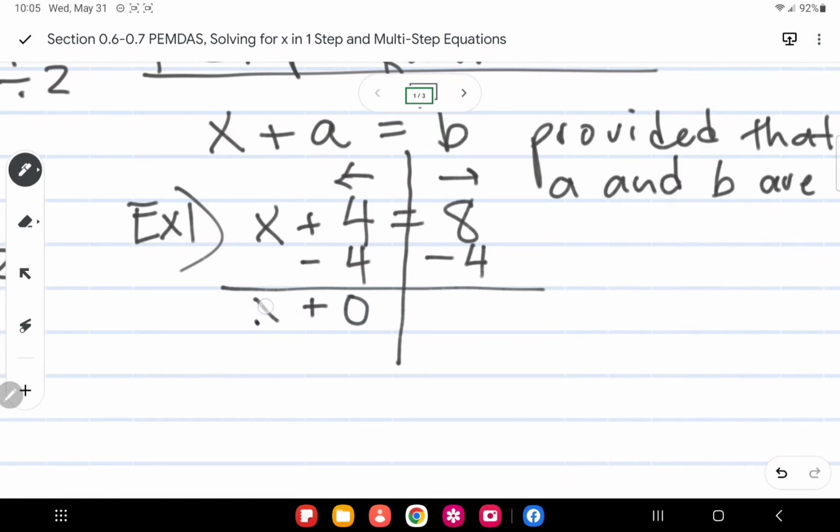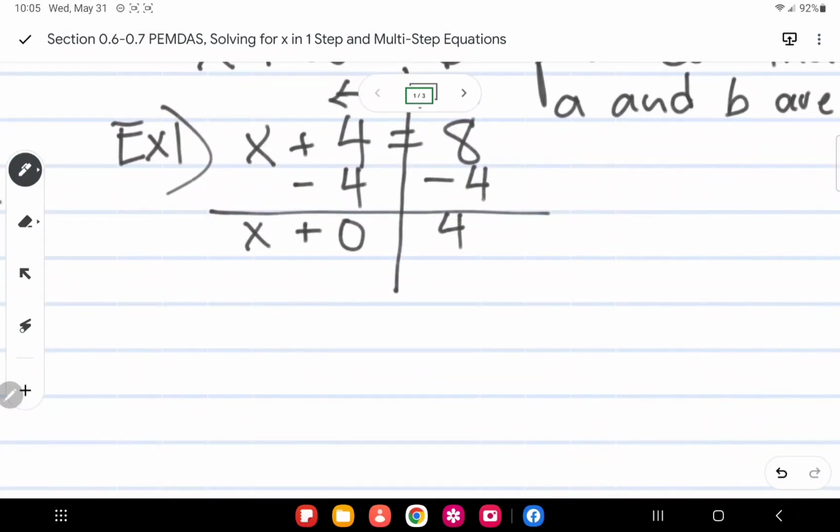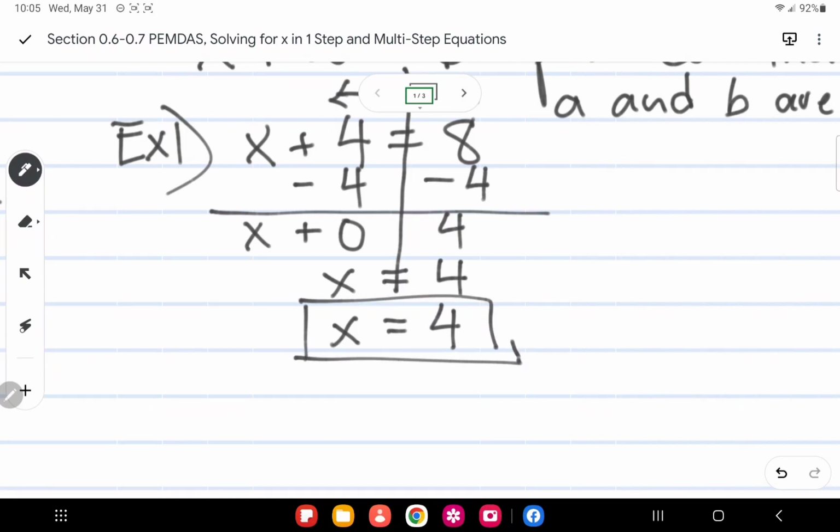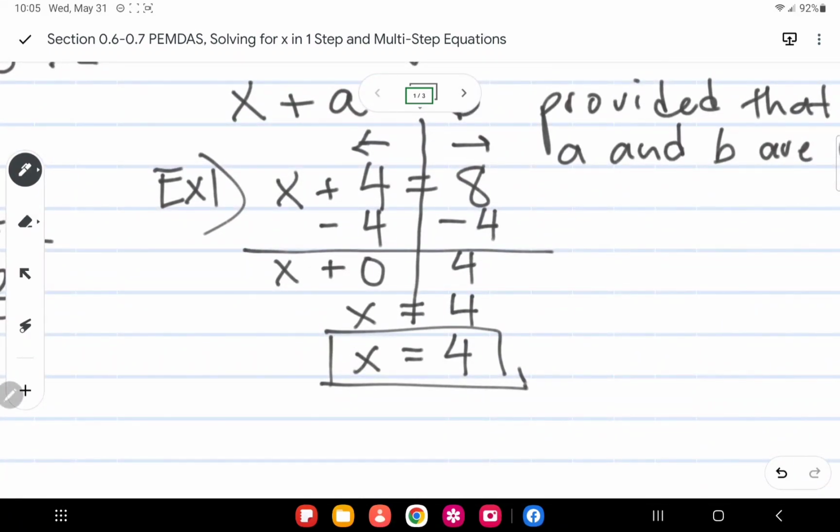And we are left with x plus 0. 8 minus 4, that is 4. Getting rid of the 0, we have x equals 4. Therefore, x is alone, which is our goal. Our answer is x equals 4. Hopefully that makes sense. The key here is we are trying to isolate x, and everything you do to the left side, you also do on the right side, using PEMDAS to do the opposite of the operation to solve for x.